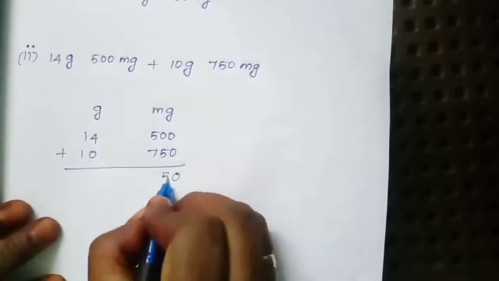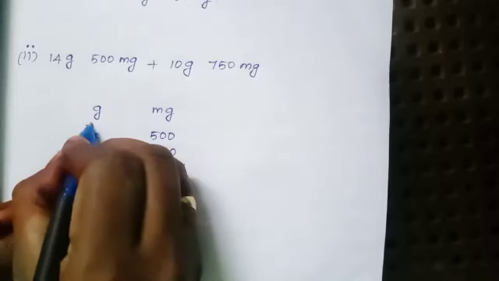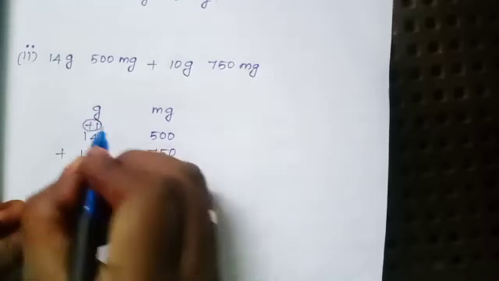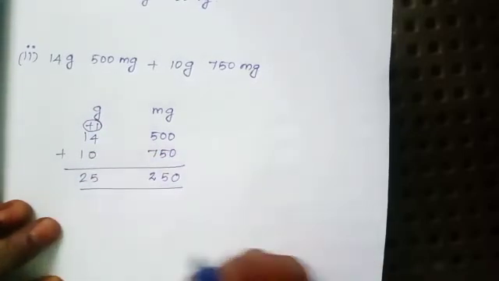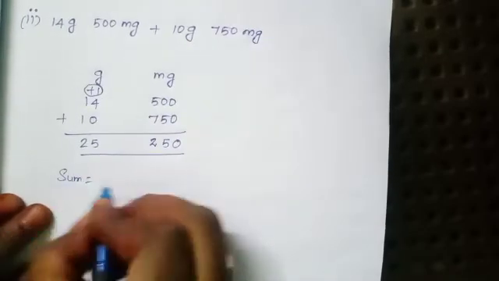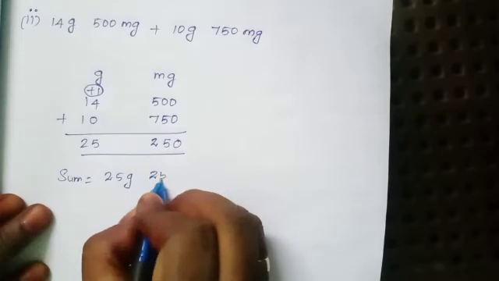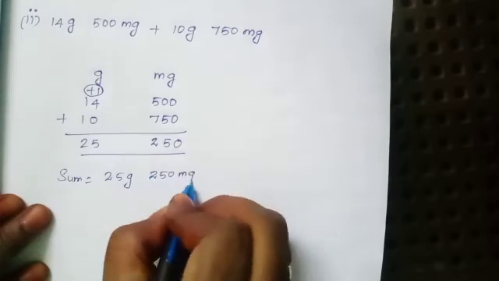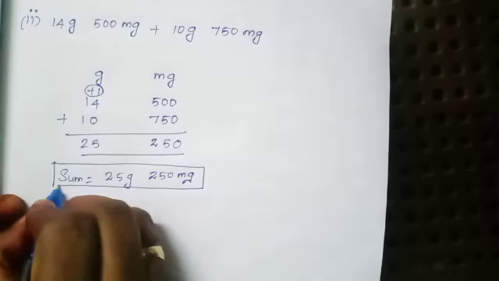We will get 0, 0, 5 plus 7, 12, 1 is carryover. So here we will write 2 and 1 will be carryover. 4 plus 1, 5, 1 plus 1, 2. Therefore, the sum of these two numbers is equal to 25 gram 250 milligram. Yes, my dears, did you all understand the addition sum?